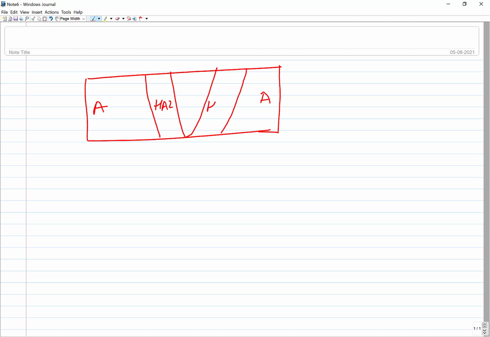Now there is a HAZ. As I said, the weakness can be there in the base metal, it can be there in the heat affected zone, or it can be there in the weld metal itself. So what are the things that are governing the weld performance? What are the things that are governing the HAZ performance? Most of the time in welding people talk of the weld performance only.